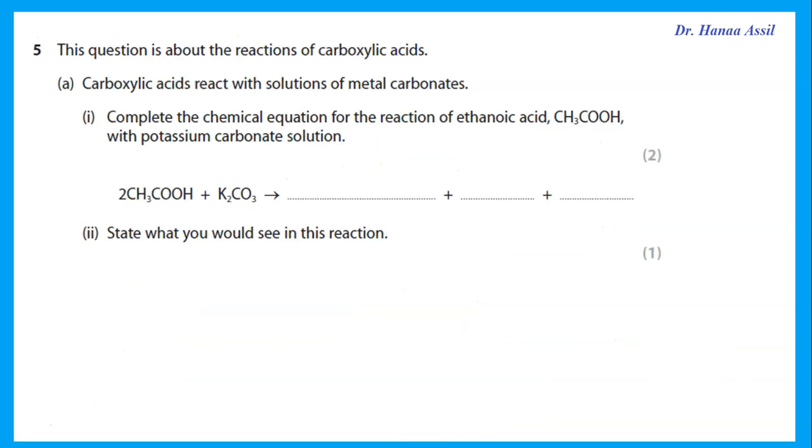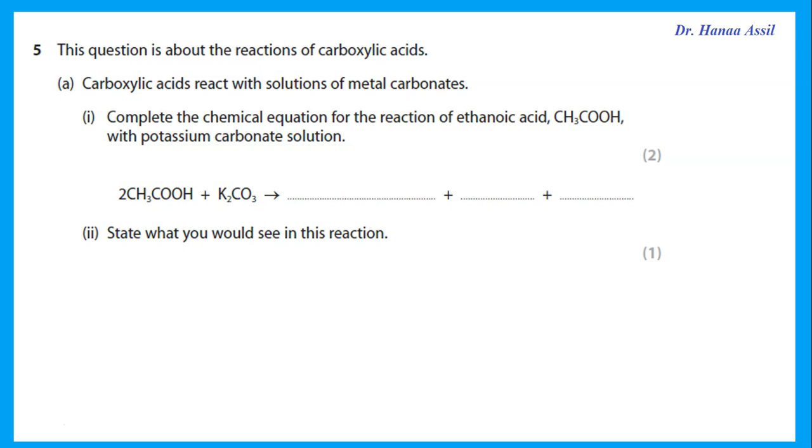Question 5 talks about carboxylic acids, and we're told carboxylic acids react with solutions of carbonates. Of course, these are acids, they react with carbonates. Complete the chemical equation for the reaction of ethanoic acid, and please note how we write the structural formula of ethanoic acid. This is CH3COOH with potassium carbonate.